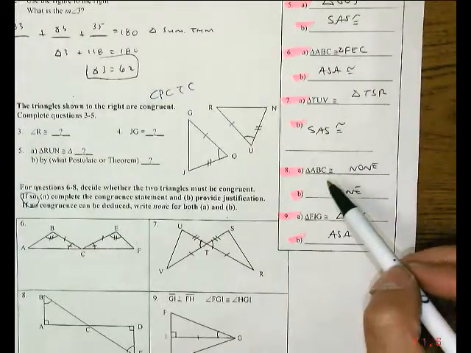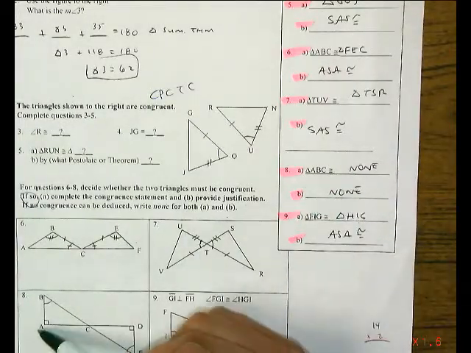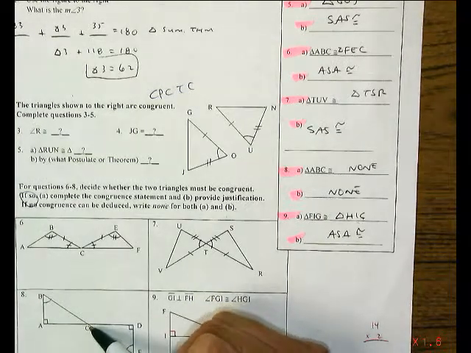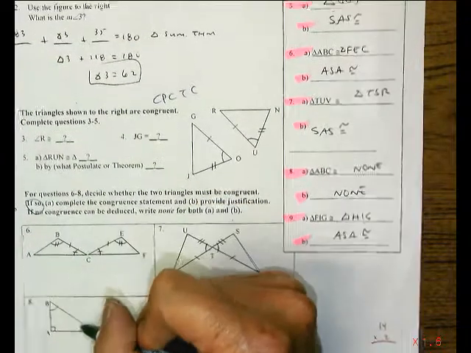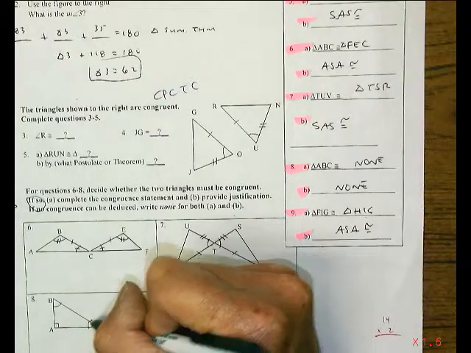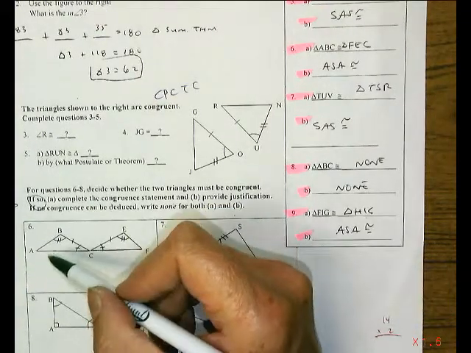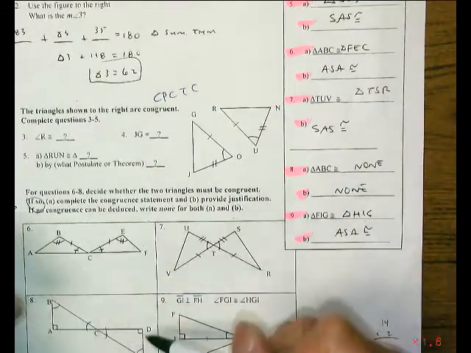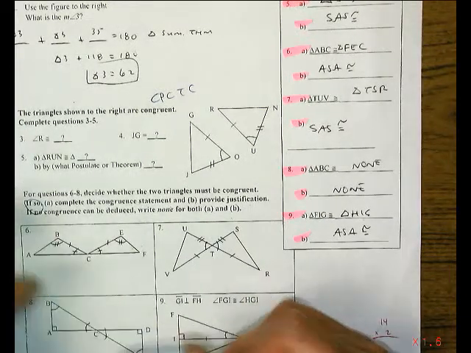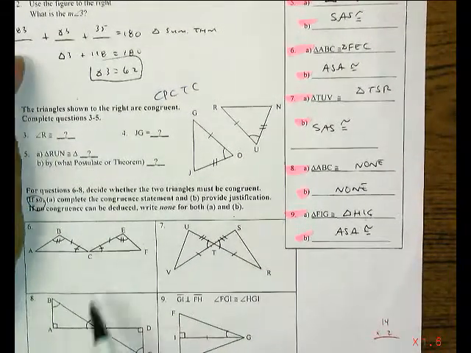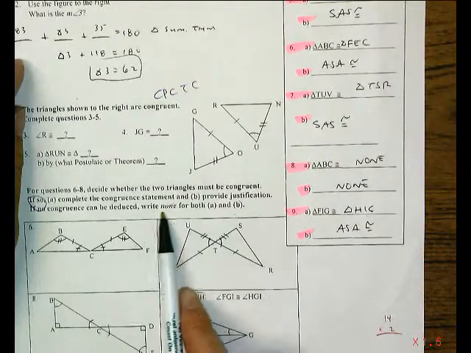Question number 8. Triangle ABC. Let's see if we have enough. So mark up my picture, vertical angles. Notice how this would give me angle, angle, angle, and angle, angle, angle is not the way to prove two triangles congruent. So I deduce that, therefore I write none for both.